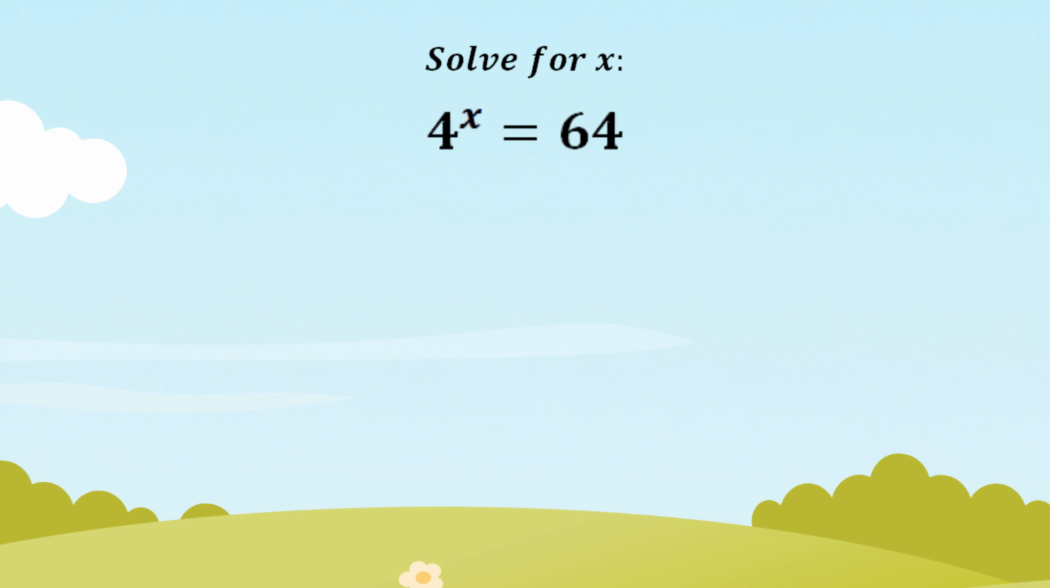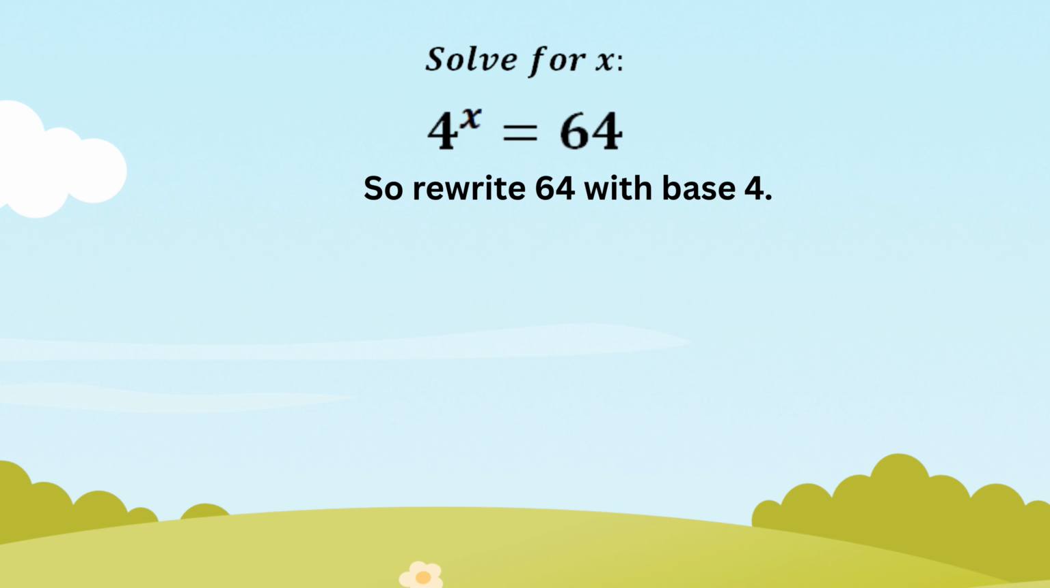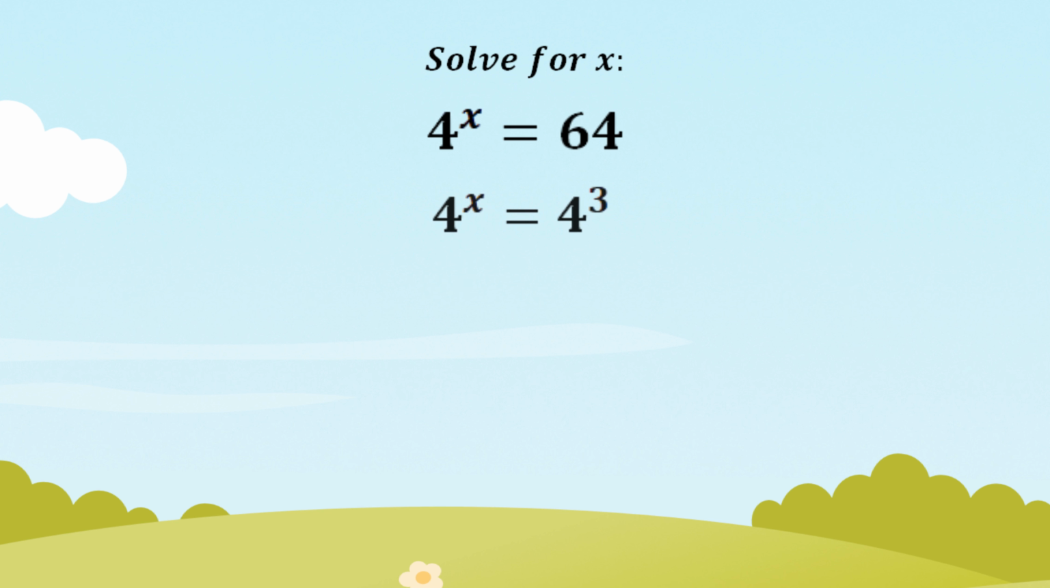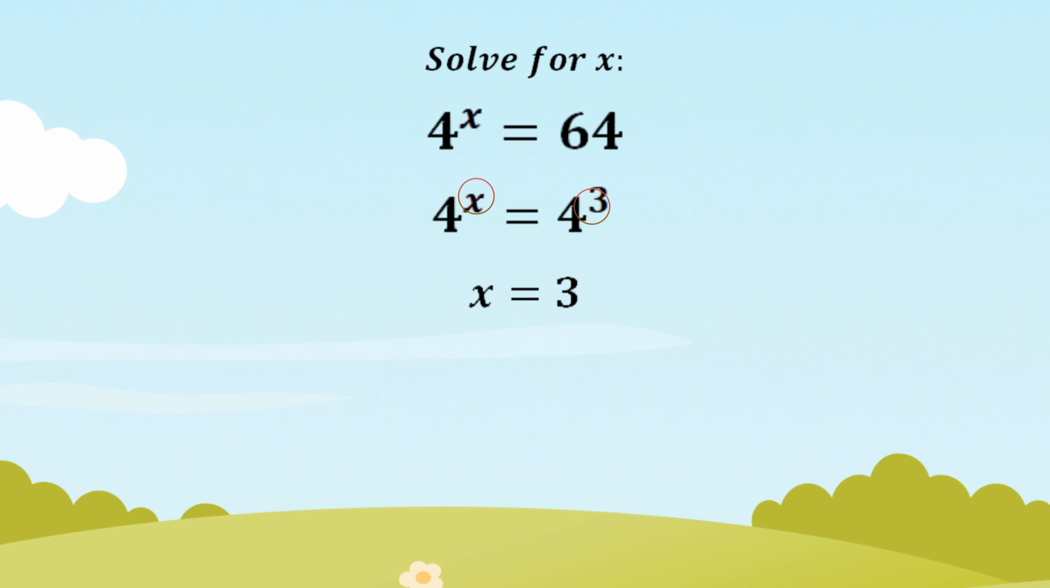At first glance, the bases on both sides are different, and so the aim is to rewrite one of them so that we can have a common base. We usually go for the smaller base, which is 4. So to write 64 with base 4, we think of the power that we can raise 4 to get 64. That's 3. So we rewrite 64 as 4 to the third power. Now that we have a common base, we can drop the base on both sides of the equation and equate the exponents to get x equals 3.